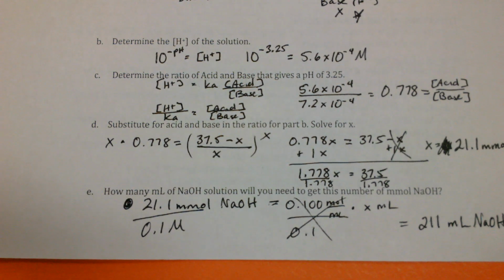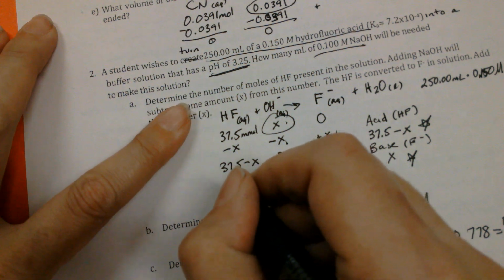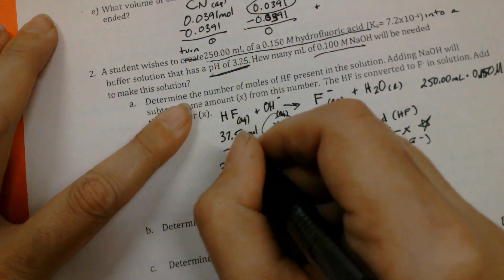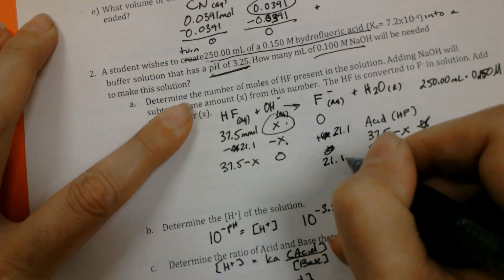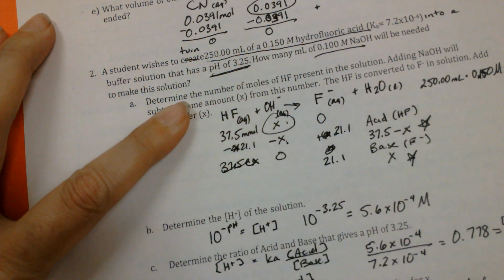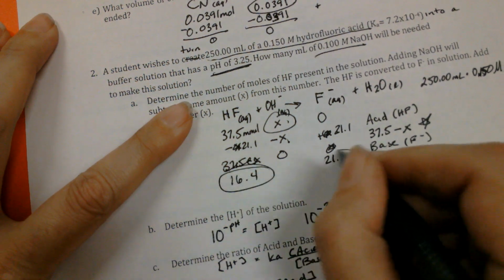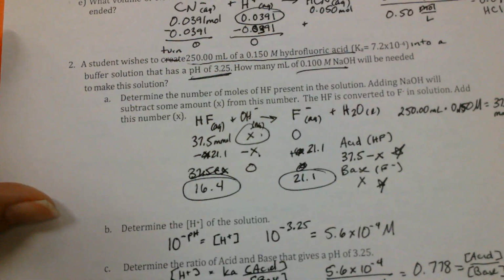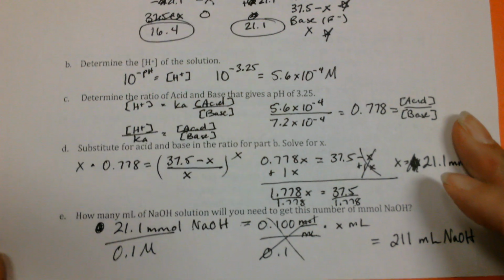NaOH. The reason that this works is because I can take that 21.1 and put it in right here. This is now 21.1, and this is now 21.1. So this is now 21.1, and this is 16.4. There is both acid and conjugate base in solution. So that's why this works, because now I have a buffer. I have both the acid and its conjugate base.